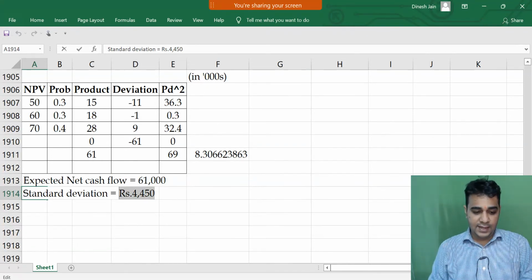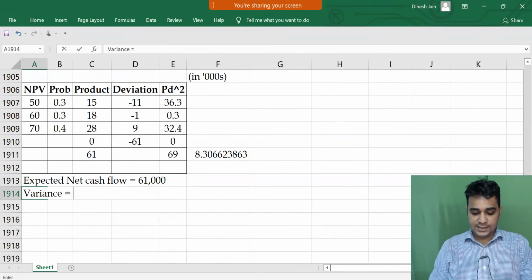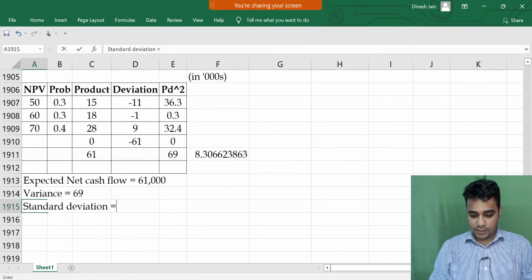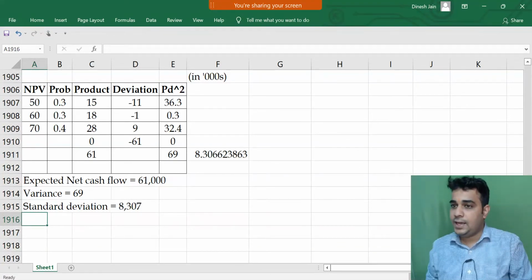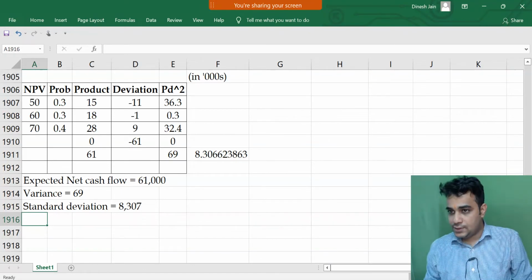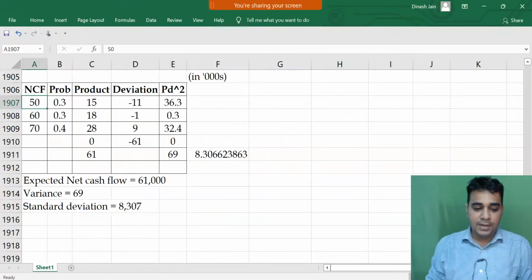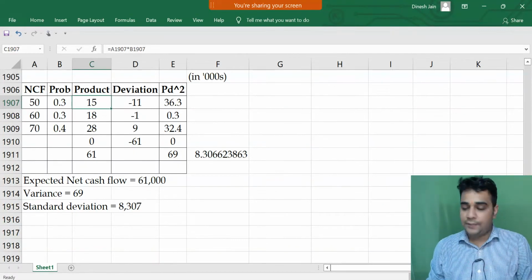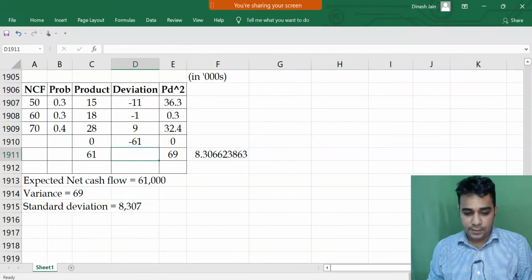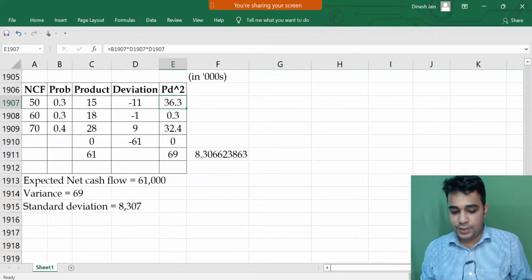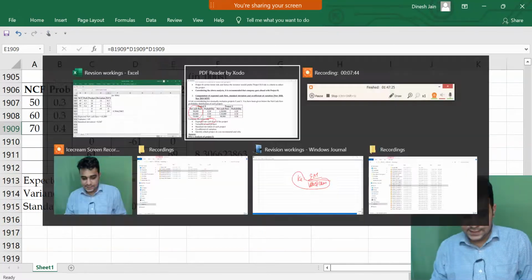The variance is 69, and your standard deviation is 8,307. So it's the same thing; instead of using the word NPV, they have used the word net cash flow. 50, 60, 70. The probabilities were given as 0.3, 0.3 and 0.4. I have done a product of that. The total is 61. Deviation, probability into deviation, the sum was 69.